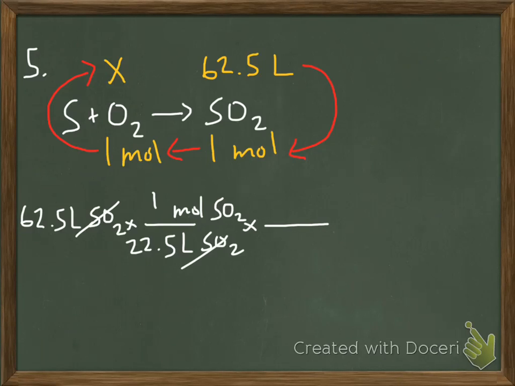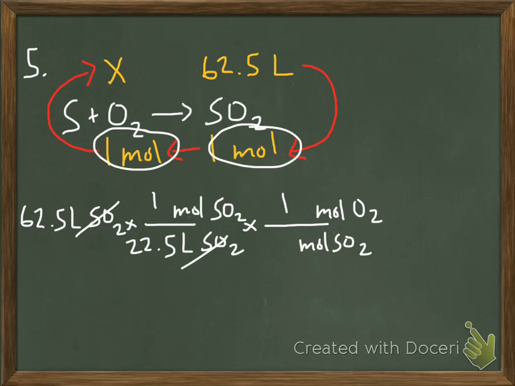Next, we've got to go from moles of SO2 to moles of O2. Moles of SO2 goes on the bottom. Moles of O2 goes on top. Now for this ratio, you've got to actually look at your mole numbers that you wrote down. This one's 1 to 1, so that's easy. We can cross these out.